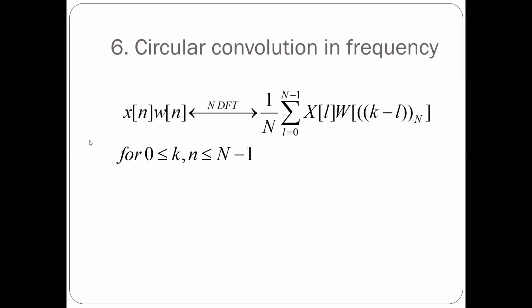Yes, sir. Okay. So what this says is that if I multiply the signals in the time domain, in the frequency domain it's the circular convolution. So the proof is very similar to the previous proof, so I am not going to work it out. I will leave it to you as homework, which you can do by yourself. It's very easily done. It's exactly like how you prove the circular convolution theorem in the time domain. So x of n, w of n has an N-point DFT given by 1 by N sigma L equal to 0 to N minus 1 X of L, W of (k minus L) modulo N, for 0 less than or equal to k less than or equal to N minus 1.